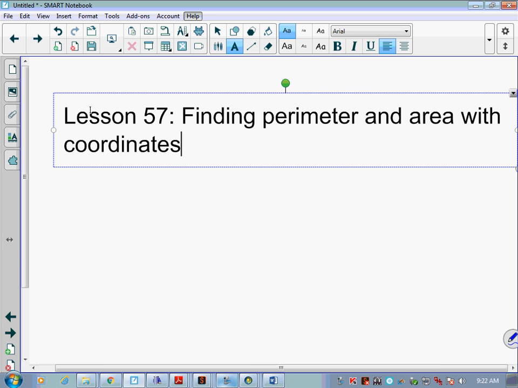So I'm going to read this first paragraph. It says, when a figure is on a coordinate plane and no measurements are given, the distance formula can be used to determine the measurements necessary to find the area or perimeter of the figure. A lot of counting, but distance formula. And we can use the distance formula, or we can use the Pythagorean theorem to find lengths of sides. Once I know the lengths of sides, I can find the perimeter. Right? If I know the lengths of sides, I can find the area.